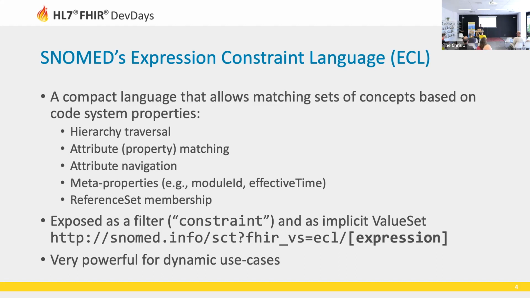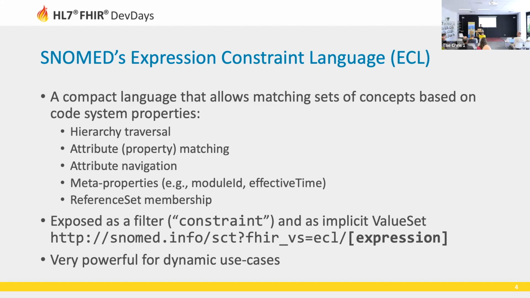One is the filter property called constraint. So in a value set definition, you can say include, filter equals constraint, operator equals, and then the value is an ECL expression. The other way you can get access to this is through an implicit value set. You see here this sort of syntax. This is identifying an implicit value set, and you just drop your ECL expression in here. So you don't need to create anything on the server. You can just put your expression on the end, fill out the template, and then you can use that directly in your FHIR search. So you can say search code :in this URI, and that's defined the value set already for you.